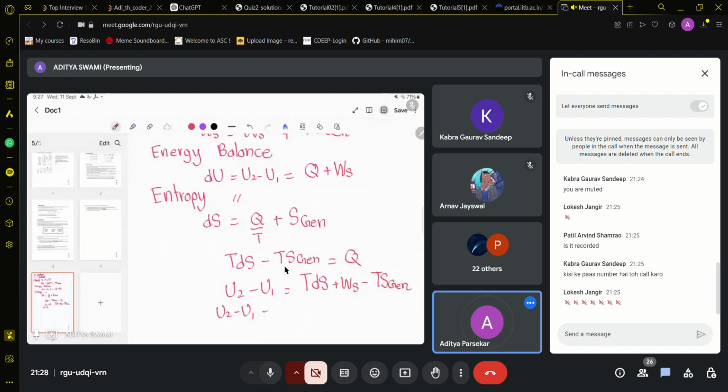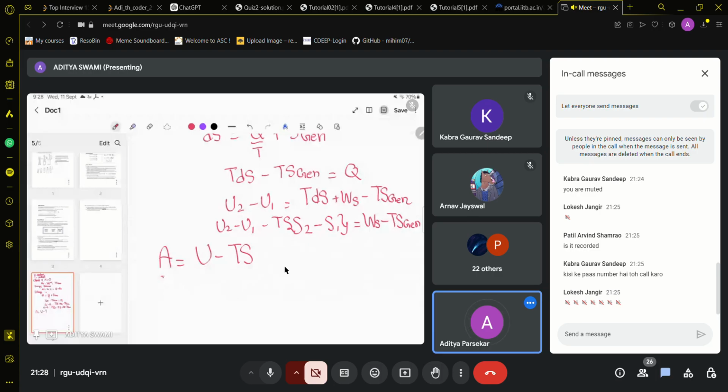Now you know that A is equal to U minus TS, right? Similarly, you have the equation G equals H minus TS. A is the Helmholtz free energy here. Now clearly from this equation, if you pair up the terms, you end up with an equation like this. So now you can easily substitute this as A2 minus A1 is equal to Ws minus T Sgen.